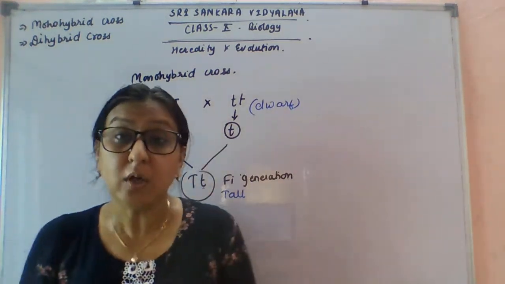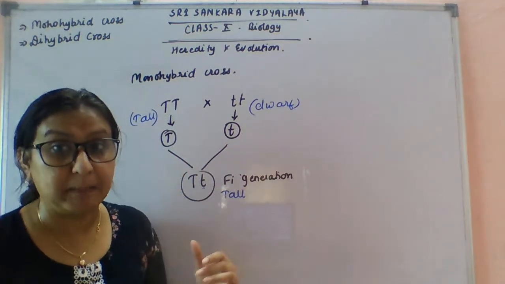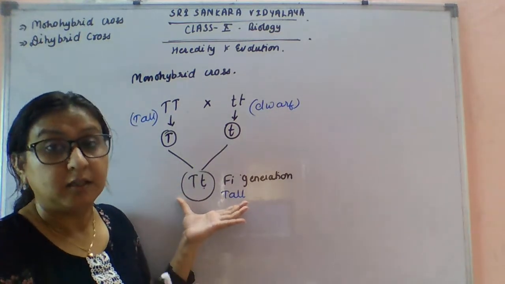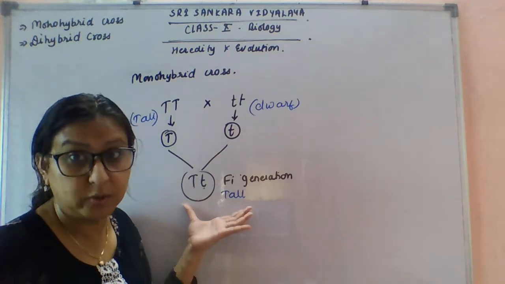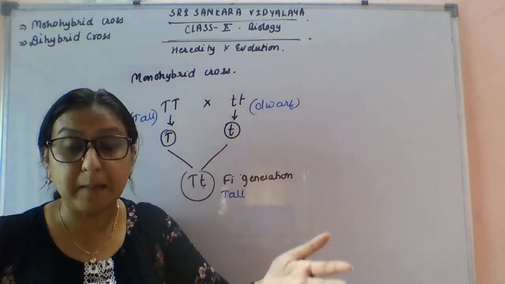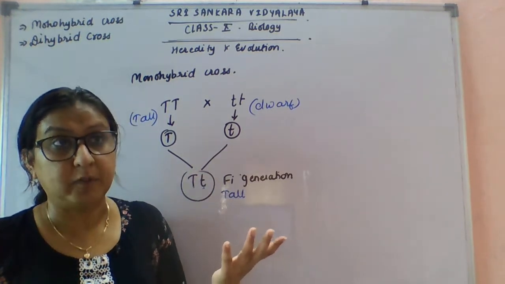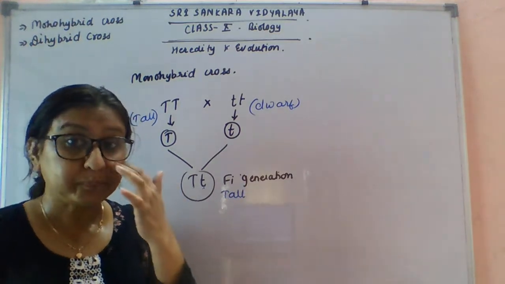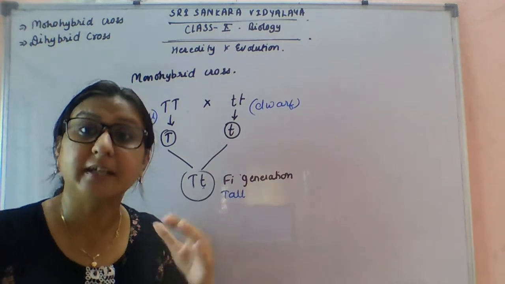I explained to you what is phenotypic and genotypic. Phenotypic means physical appearance, or the observable things you can see. So it will look tall, but that is the phenotypic character. Genotypic character means genetic composition, or the genetic constitution.